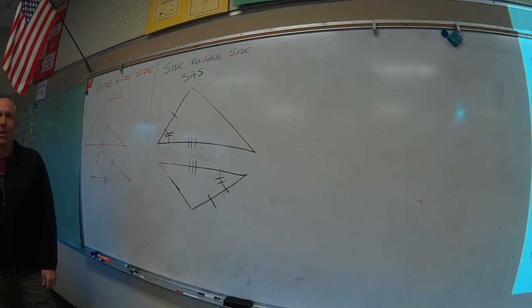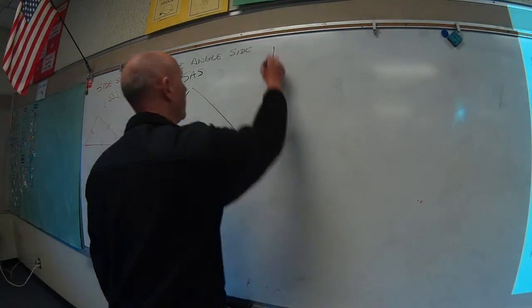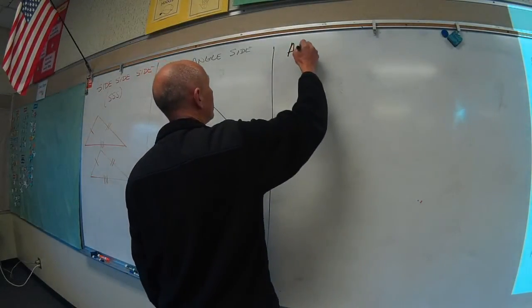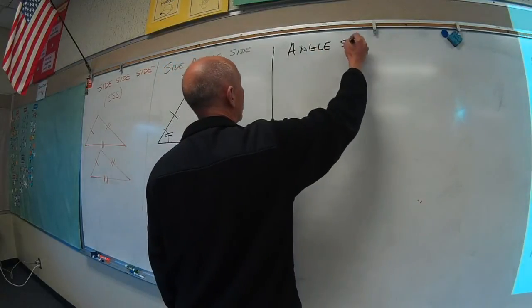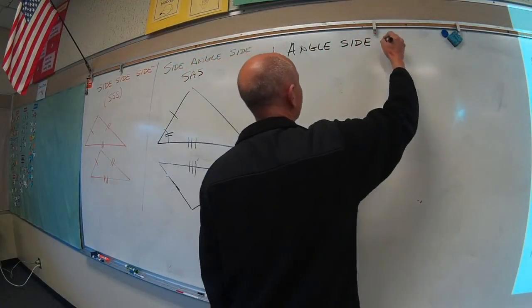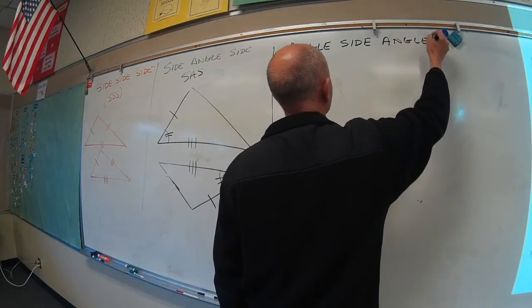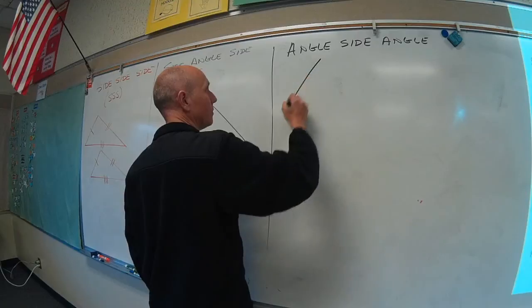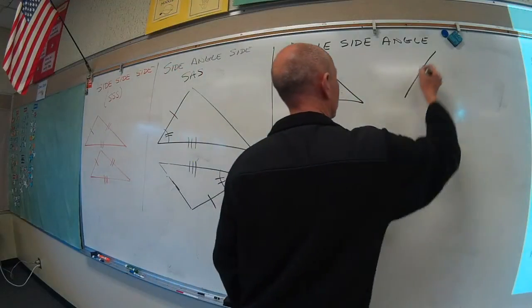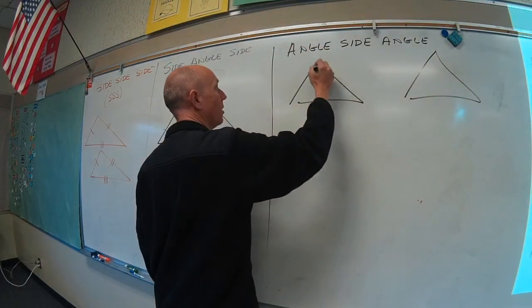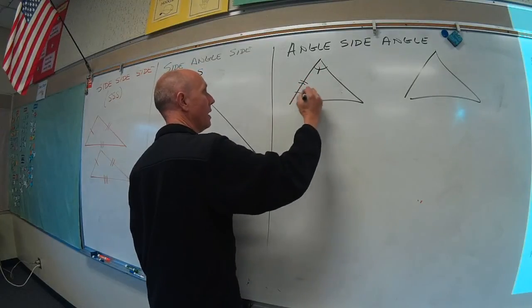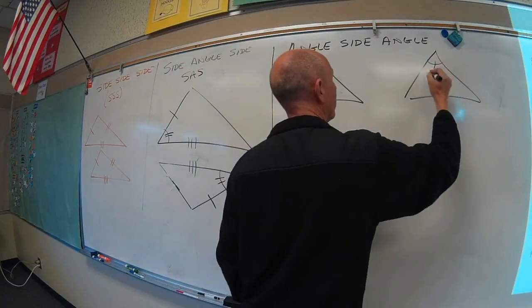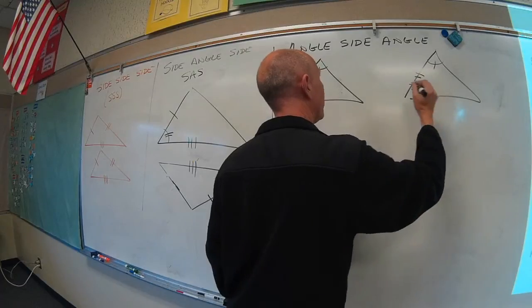Side, angle, side. Our next one is ASA, like carne asada. Angle, side, angle. Angle, side, angle.